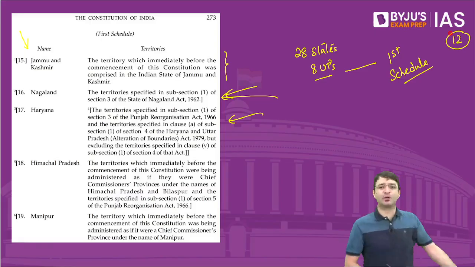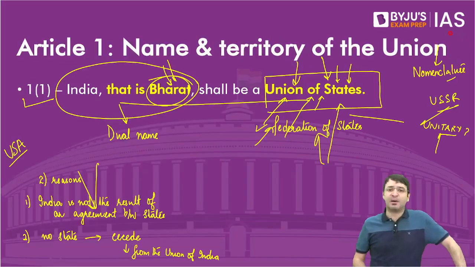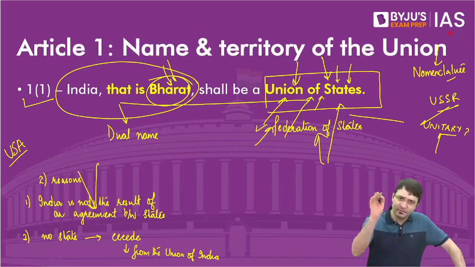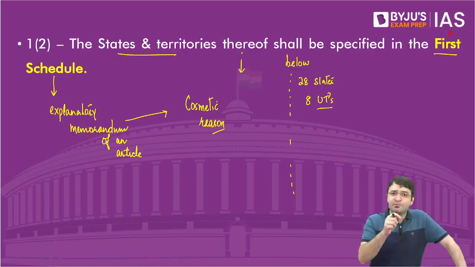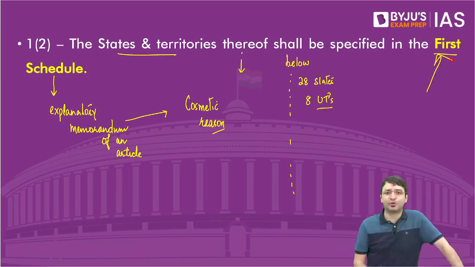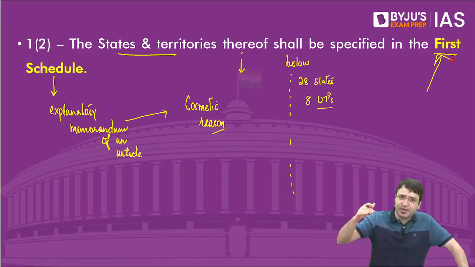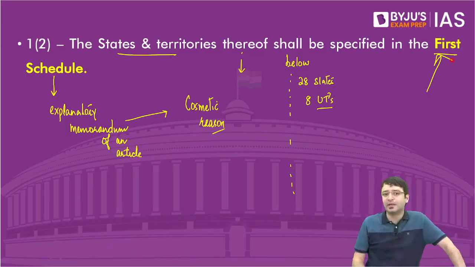So Article 1, Clause 1. India, that is Bharat, shall be a union of states. Is that clear? No confusion here? Very good. The names of the states and the territories thereof shall be specified in the first schedule of the Constitution. We know what is the first schedule, the details of 28 states and 8 union territories.